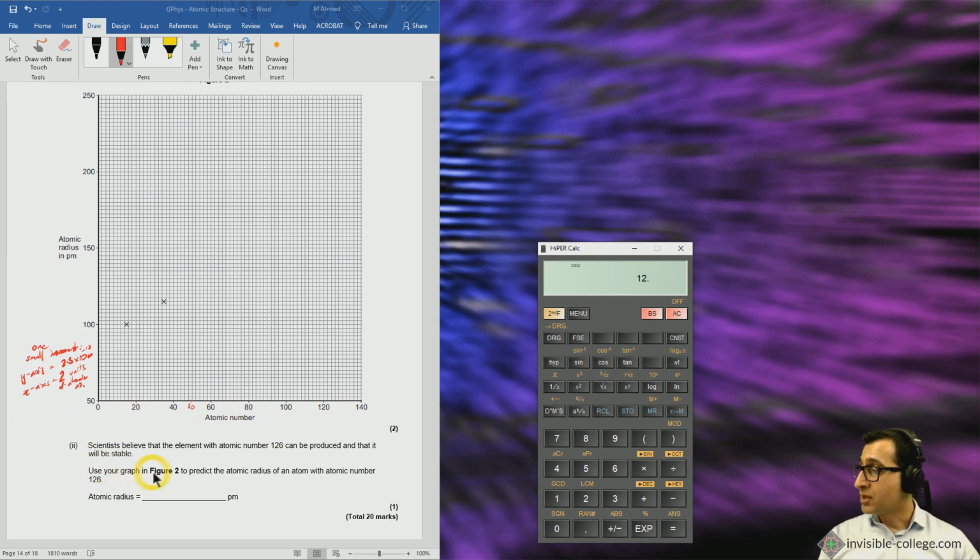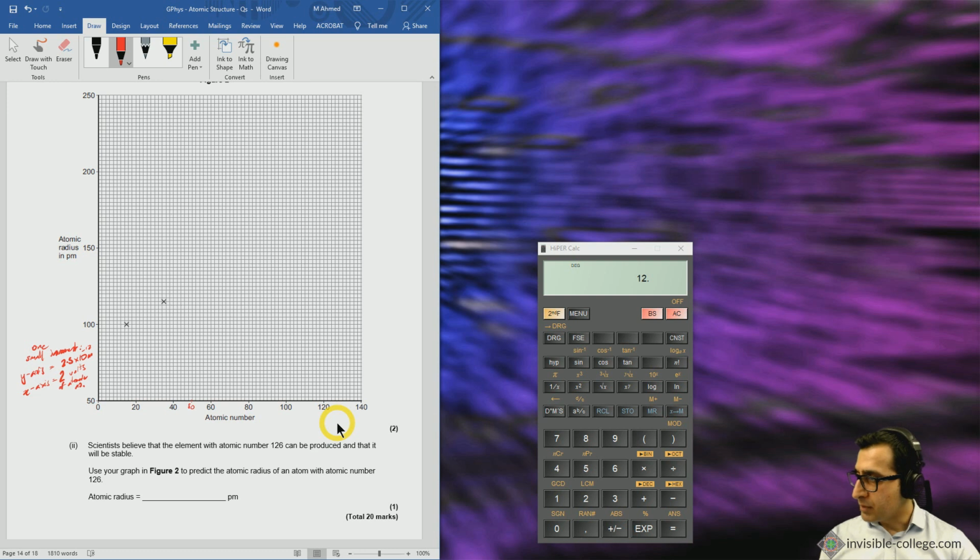Now, scientists believe that the element with atomic number 126 can be produced and that it will be stable. Use your graph to predict the atomic radius of an atom with atomic number 126. Now, the way that you would do that is once you have drawn your line of best fit, whatever that line of best fit may be, you would need to then read off 126 here.